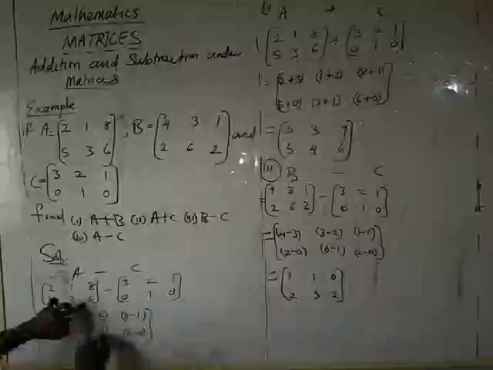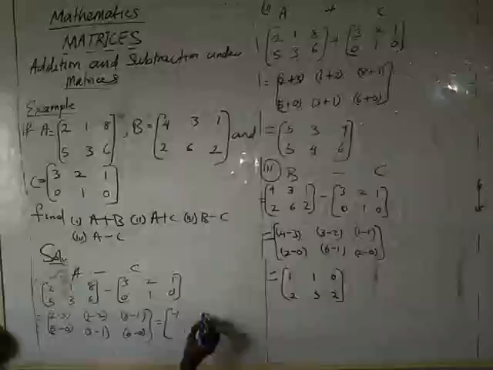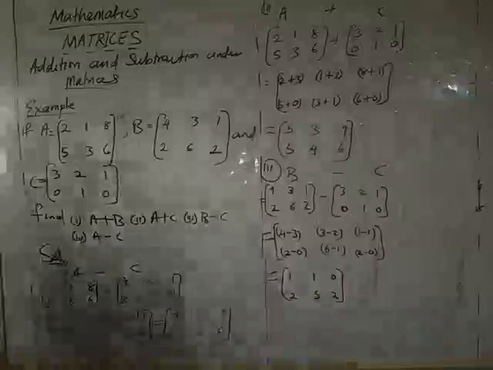So from there, I will have 2 minus 3, minus 1. 1 minus 2, minus 1. 8 minus 1, that will give me 7. 5 minus 0, 5. 3 minus 1, 2. 6 minus 0, 6. That would be the answer for that.